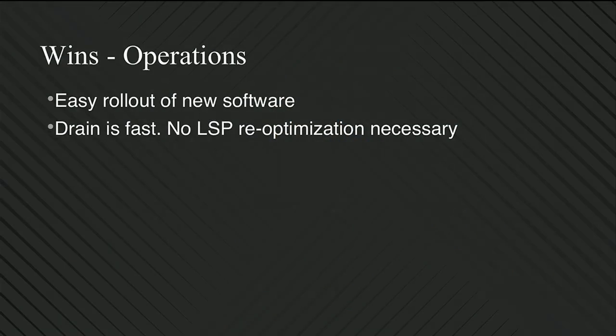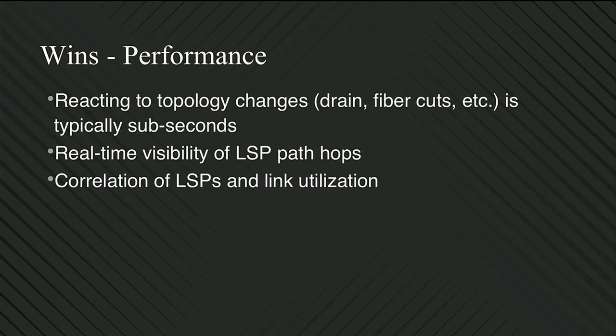So what did we get out of all this? Well, the rollout of software is now pretty simple. We just select which plane we want to rebuild and incrementally roll things out. Drain is fast. We don't have to do LSP reoptimization like we do in RSVP. As soon as we notify the new topology and the controller reprograms, drain is done. There's also some performance win. The failover is quite fast. The typical reaction to a topology change, whether through a fiber cut or a maintenance drain, is typically sub-second. In fact, it's typically done in hundreds of milliseconds.